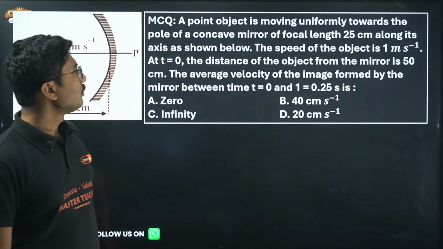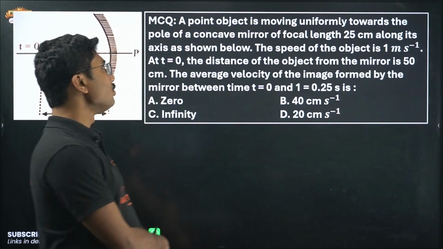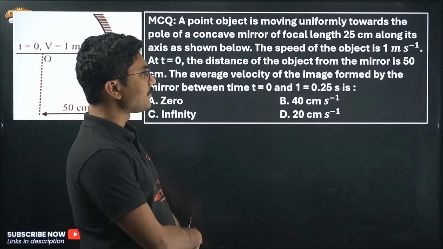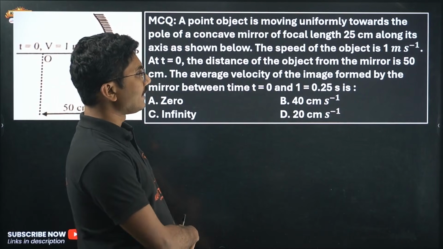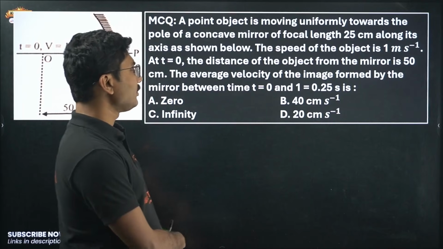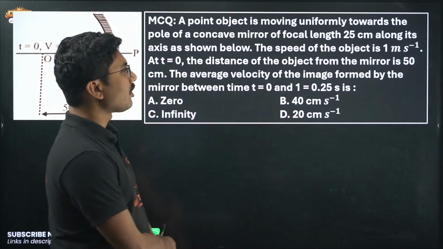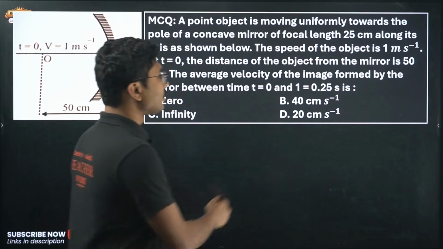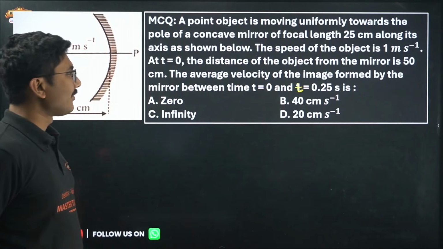Now let's move on to a question. A point object is moving uniformly towards the pole of a concave mirror of focal length 25 cm along its axis, as shown below. The speed of the object is 1 meter per second. At time t equals 0, the distance of the object from the mirror is 50 cm. The average velocity of the image formed by the mirror between time t equals 0 and t equals 0.1 second is... Okay, so you have to find the average velocity of the image.